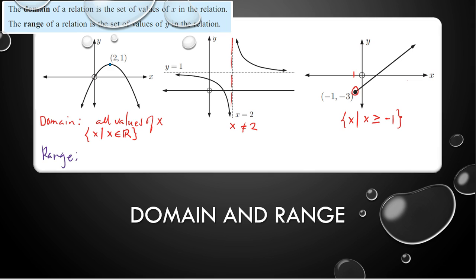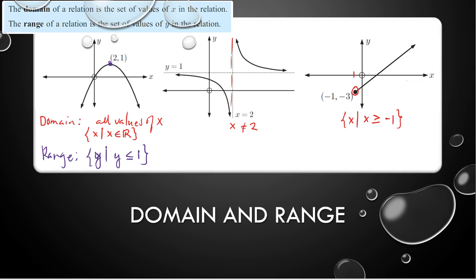The range of a relation is the set of values of y in the relation. I should say it is the set of allowed values of y. Okay, let's say range. So the y is from 1 here, as you can see here, 1. So the set of y such that y is less than or equal to 1.